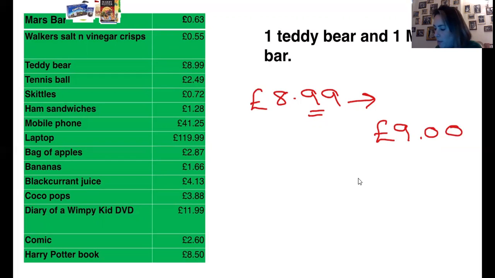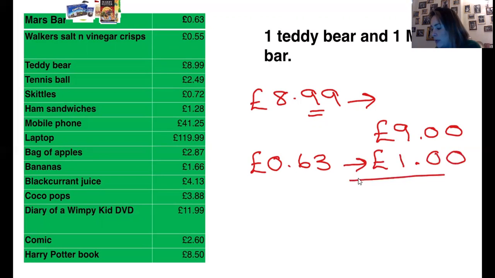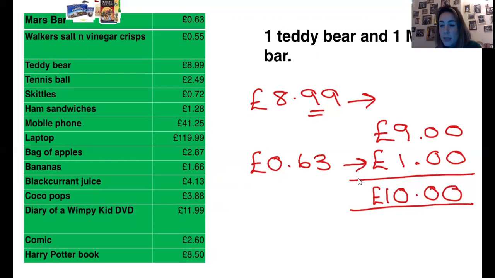The Mars bar is 63 pence. If you notice that it's written down here, there's no whole pounds, but there's 63 pence. That therefore is rounded to £1. You need to add those amounts together and you will see that it is £10. Therefore, the note that you need to take to the shops is a £10 note.